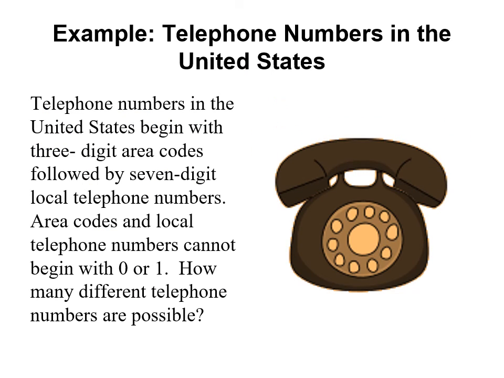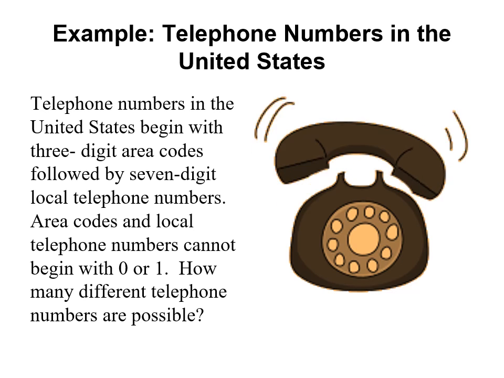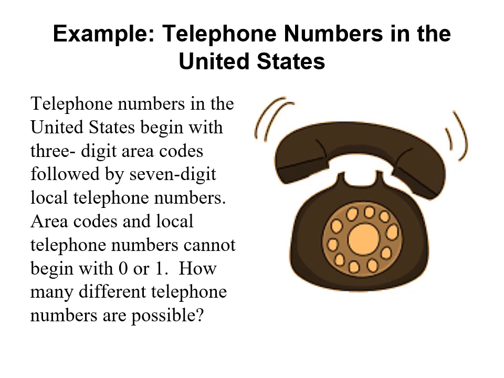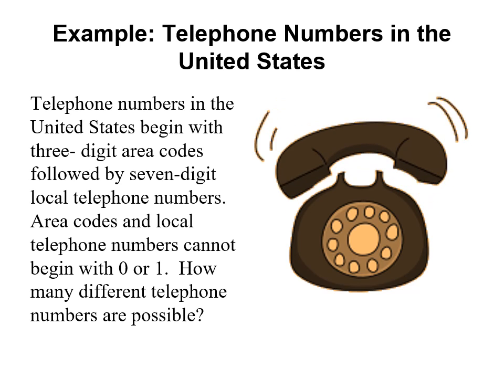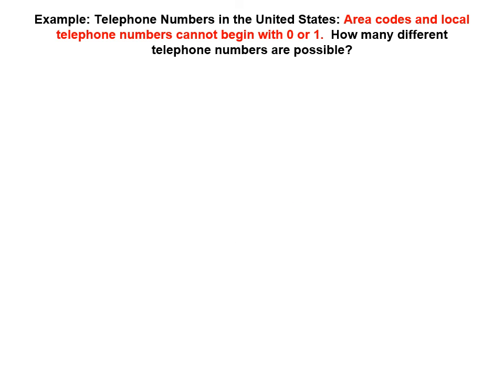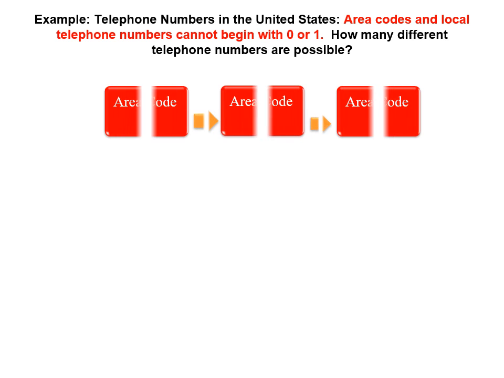Telephone numbers in the United States begin with 3-digit area codes followed by 7-digit local telephone numbers. Area codes and local numbers cannot begin with 0 or 1. How many different telephone numbers are possible? So keep in mind, the area code and the local number cannot begin with 0 or 1. So the area code cannot start with 0 or 1.